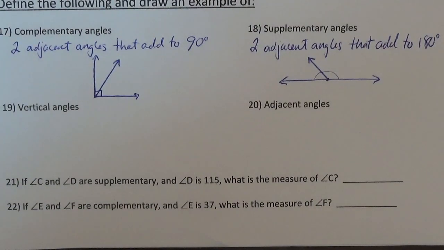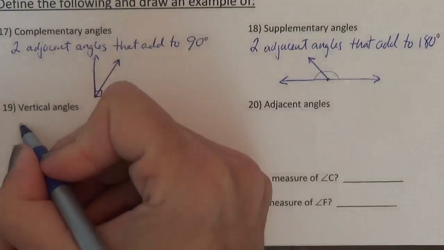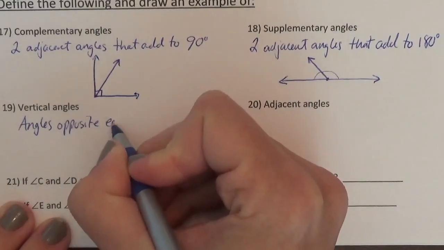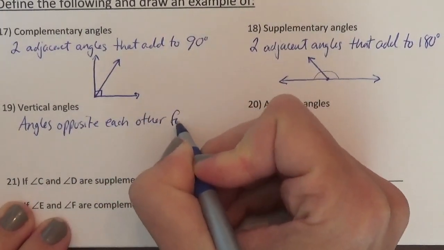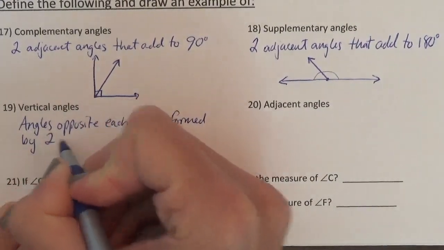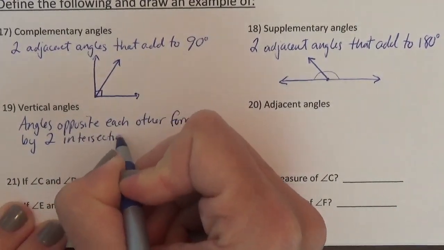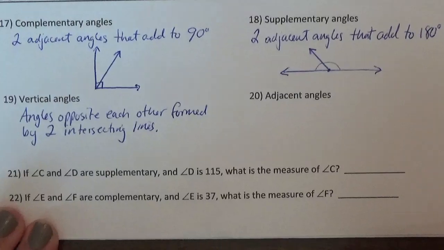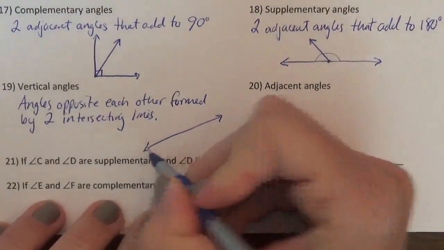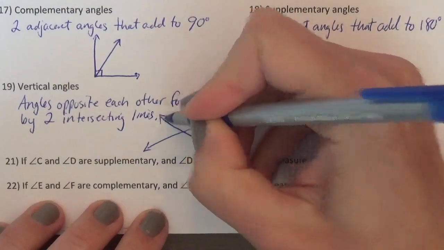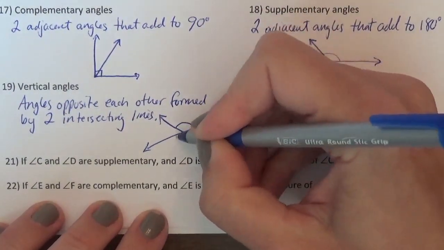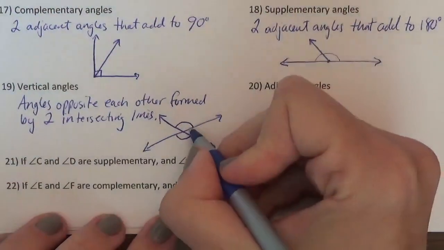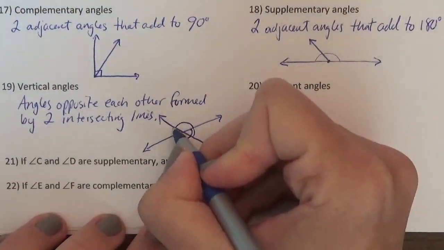Vertical angles. So those are going to be angles opposite each other, formed by two intersecting lines. Okay, so let's draw two intersecting lines. And let's just show. So this angle here would equal the one opposite it. If you wanted to show these guys, you could do 2 marks. These two would equal those two.